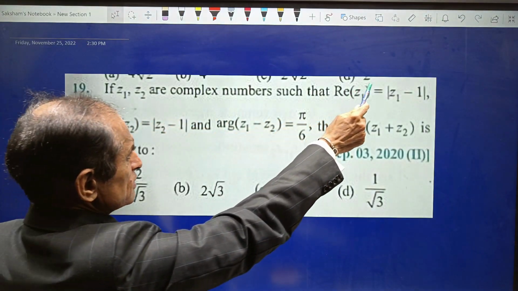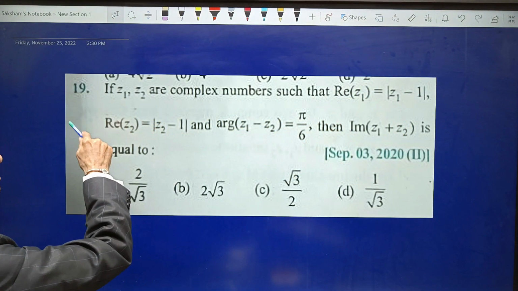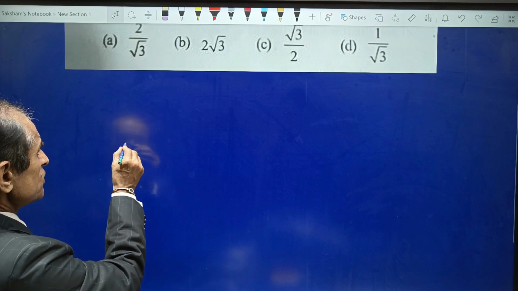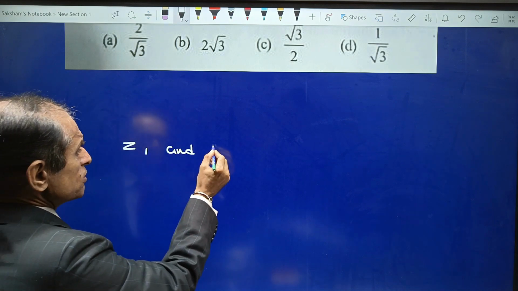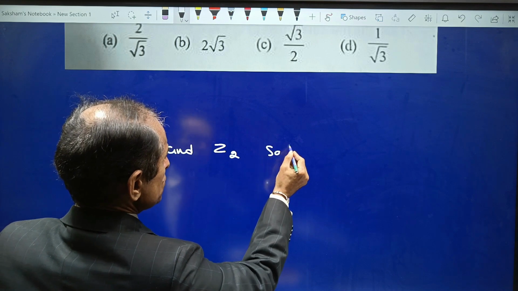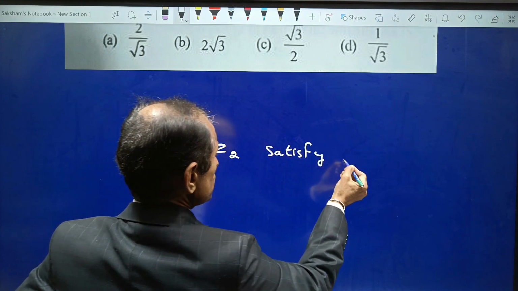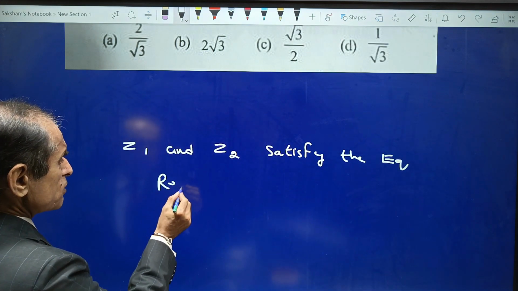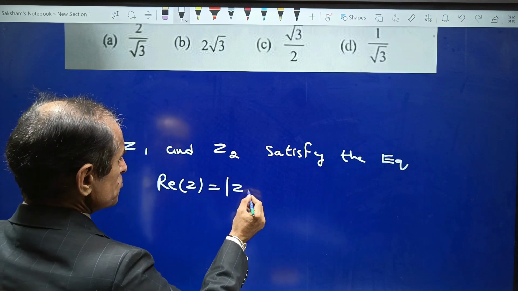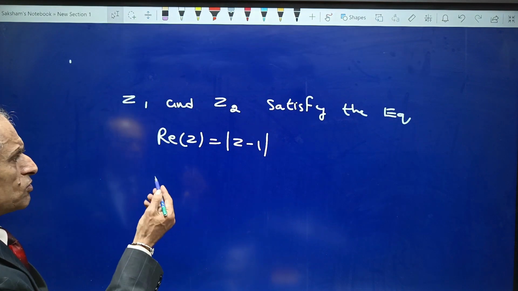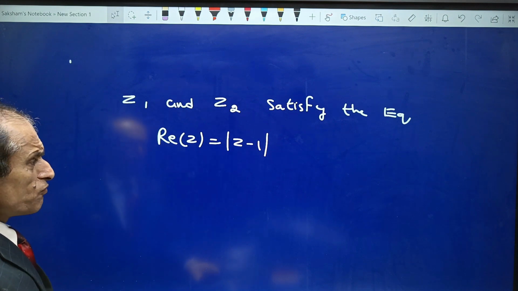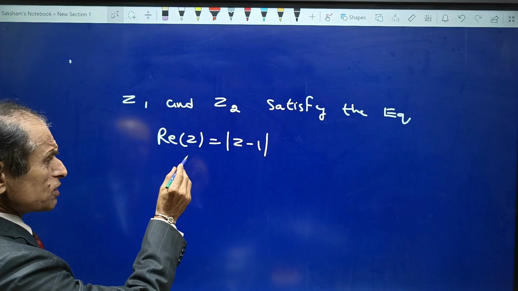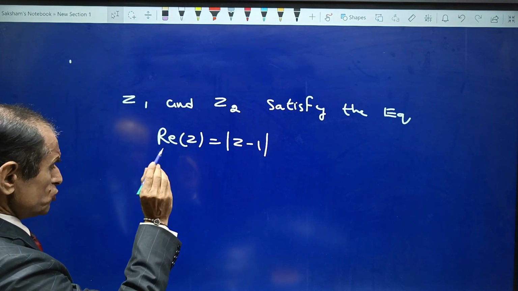Because Z1 satisfies this condition, Z2 satisfies this condition, what it means? It means that Z1 and Z2 satisfy the equation real part of Z is equal to mod Z minus 1. First we check this equation represent which curve. Again, further I can proceed geometrically and mathematically both, but again I will prefer to go geometrically.